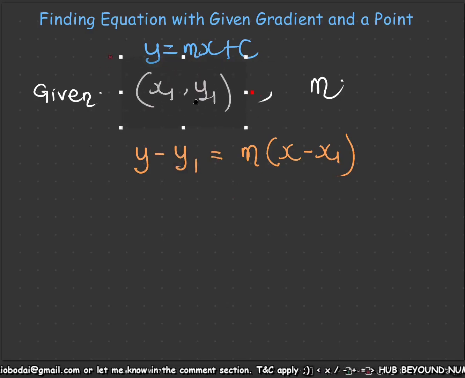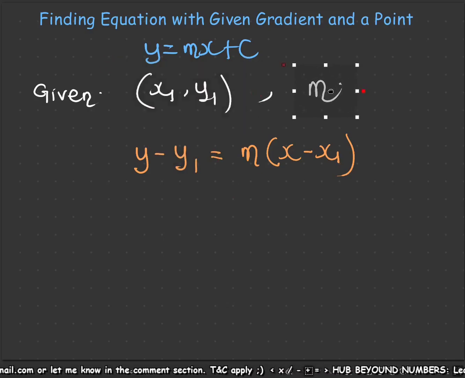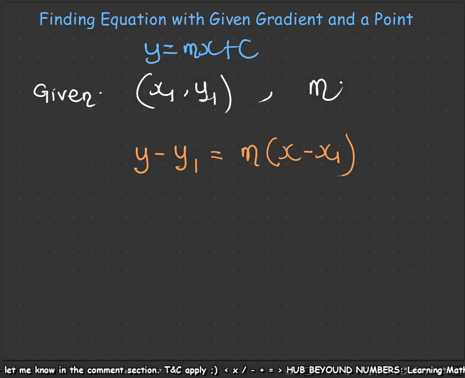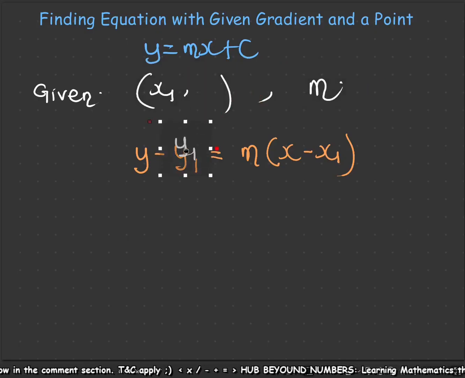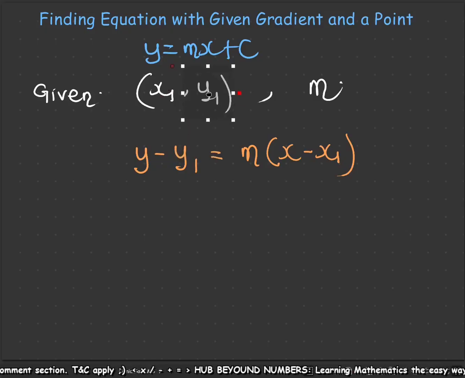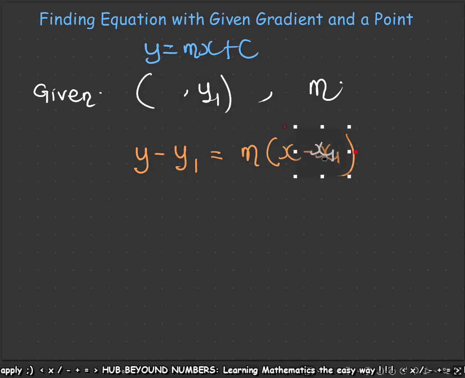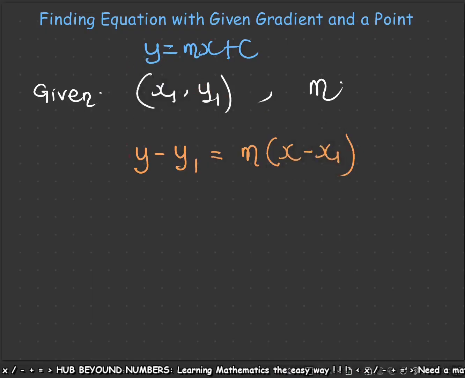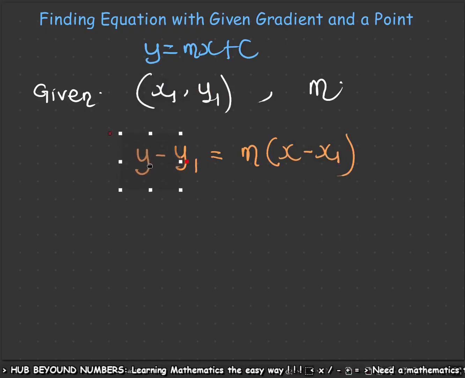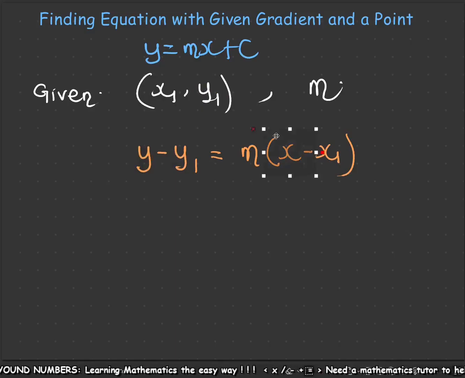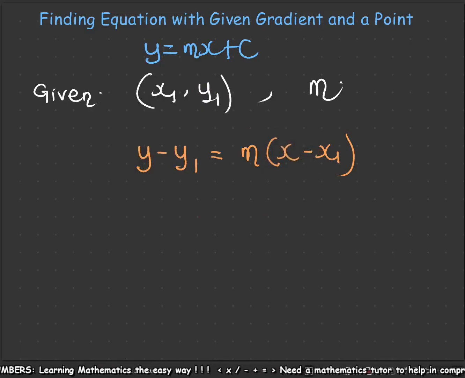A point. You are given this point and then the gradient. So the point you are given, you substitute its y value for this equation here, and also substitute its x value for what? The equation here. For this x here, for this y here, and then this x over here, they should just be there without being substituted. You get it? So this is basically the formula.